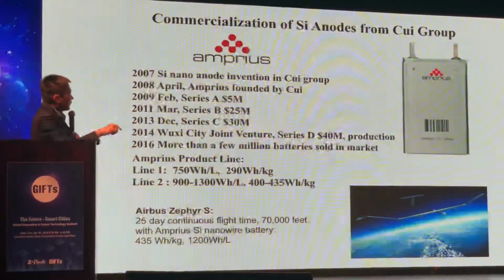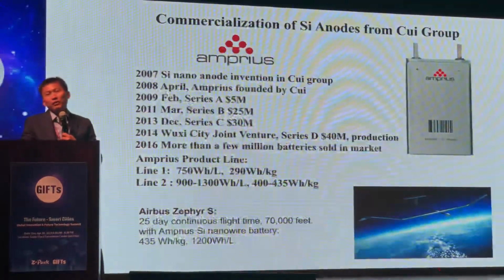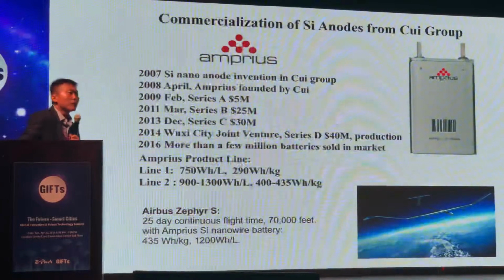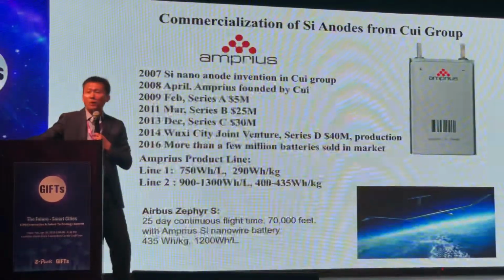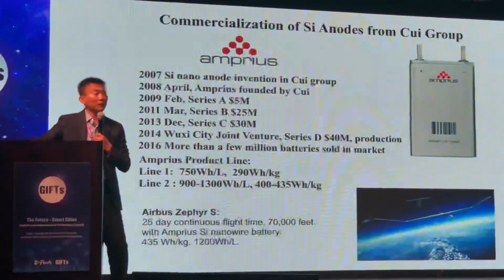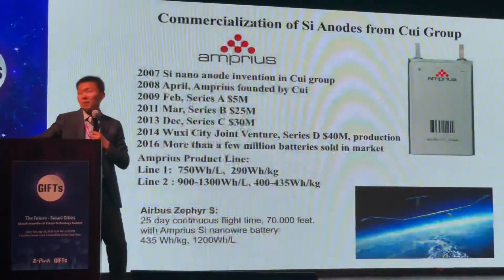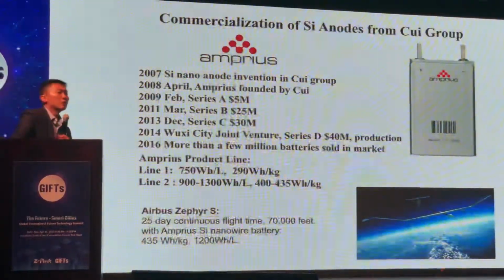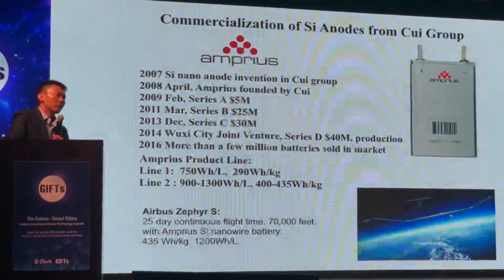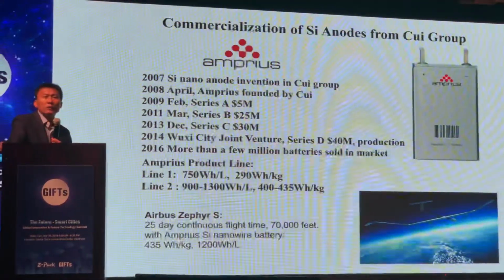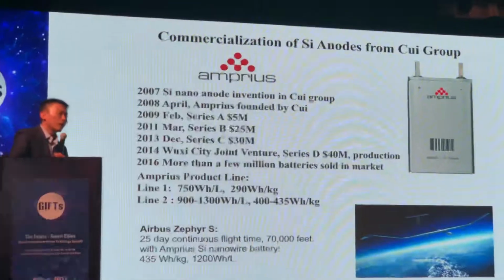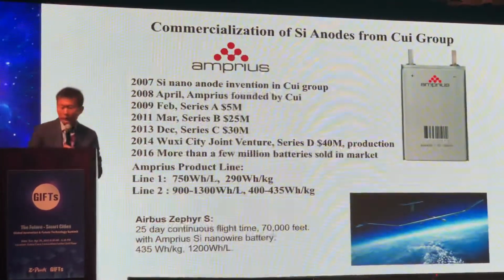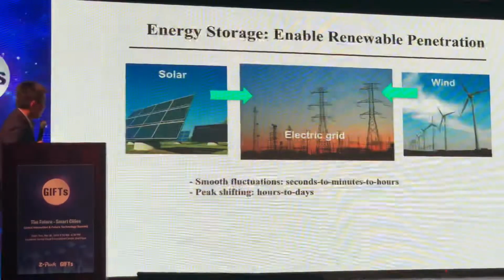So we have been powering the Airbus commercial drone, flying continuously for 25 days. During the day, the battery is charged by the solar cells, but the solar cells only charge for probably about 6 hours, at most 8 hours. The rest of the time, we need to rely on the batteries to power it. It requires very, very high energy density. So far, Amprius can supply this. And so this is really going quite well.